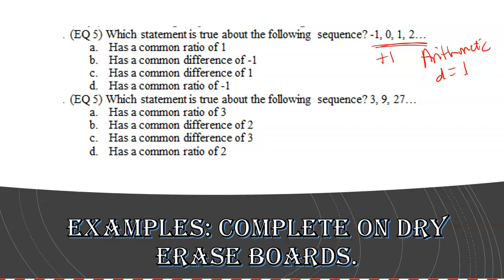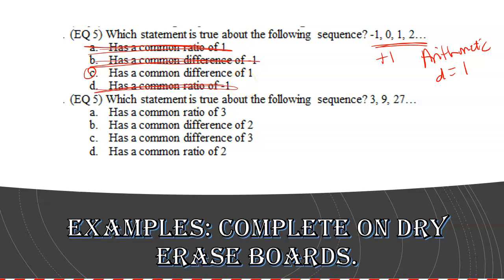So now let's look at our answer choices. Okay, has a common ratio? No. Has a common difference of negative 1? No, it's not decreasing. Has a common difference of positive 1? Yes. Has a common ratio? No, that's for geometric. So my answer is C.